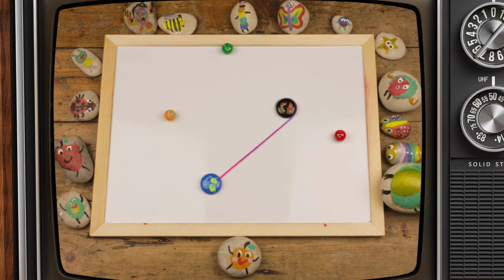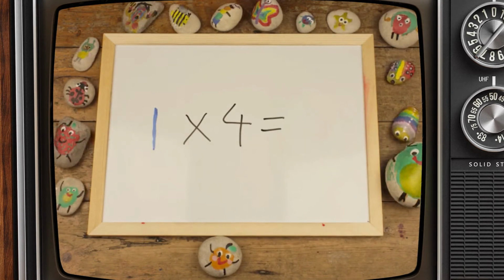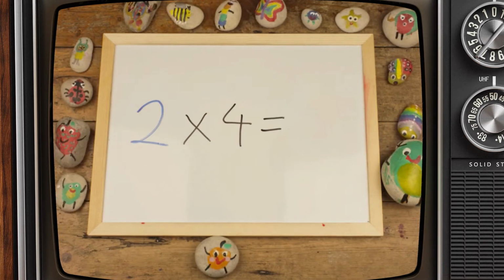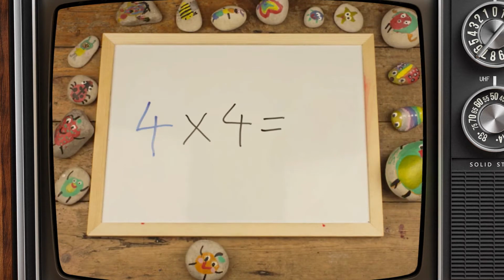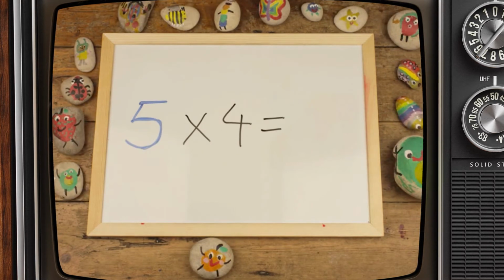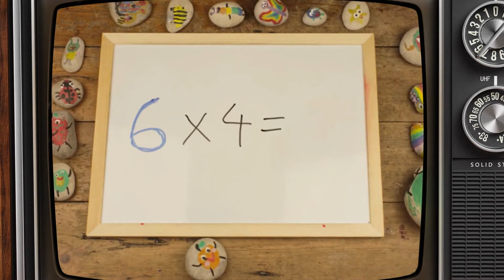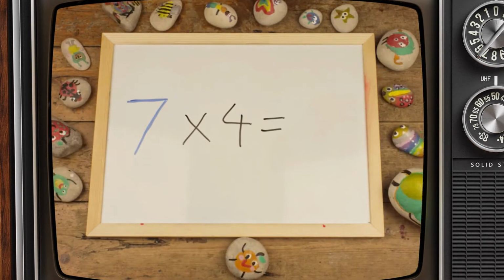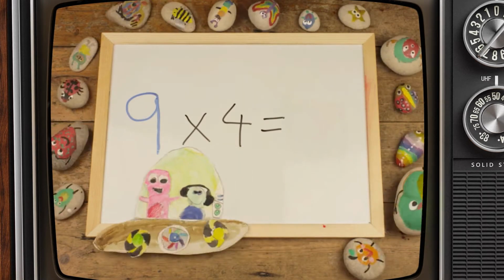Now it's your turn. 1 times 4 is, 2 times 4 is, 3 times 4 is, 4 times 4 is, 5 times 4 is, 6 times 4 is, 7 times 4 is, 8 times 4 is, 9 times 4 is.